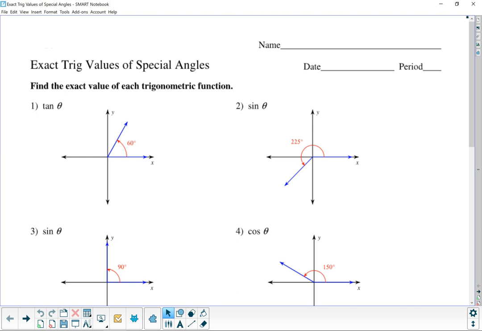All right, everyone, welcome back. We're going to go ahead and finish up exact trig values of special angles. And talking about special angles, they're called special because these are the angles that show up on your unit circle.